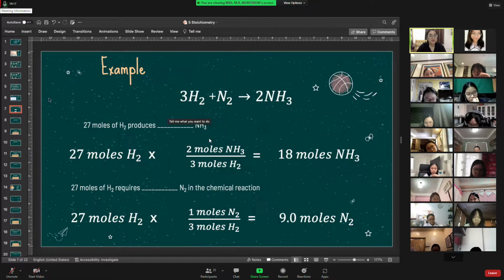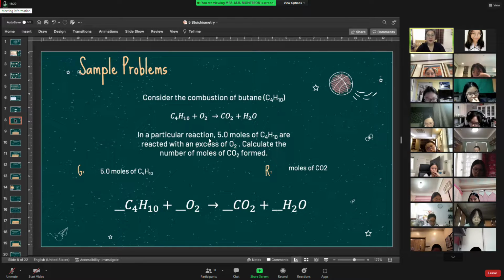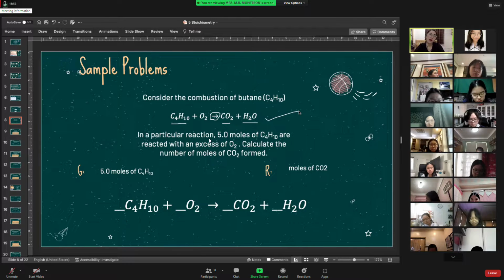And let's have another example. So let's have the combustion of butane, C4H10. So in the combustion of butane, this is the chemical reaction. This is what happens in the combustion of butane. Combustion meaning there's the addition of oxygen technically. So butane, C4H10 plus oxygen gas will yield carbon dioxide and water. Okay, so this is the equation to explain what happens in the combustion of butane, C4H10.